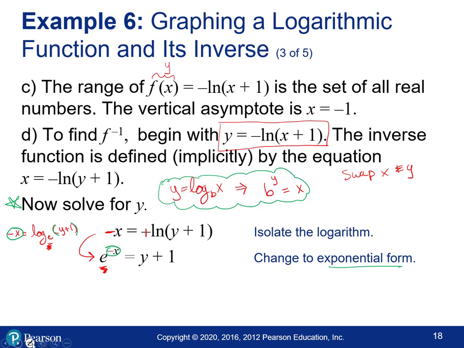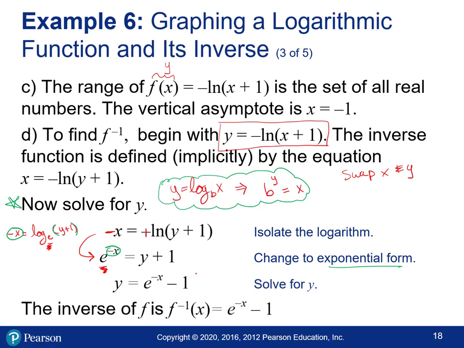Okay, so now we're just a couple steps away. Just subtract 1 from both sides, and then go ahead and write it in inverse notation. So rewrite the y part as f inverse. So f inverse of x is e to the negative x minus 1. And so this equation here is the opposite, or the inverse, of this equation here.